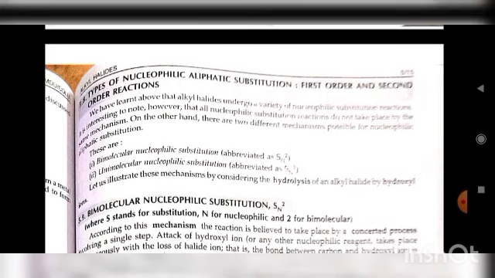Types of nucleophilic aliphatic substitutions: first order and second order reactions. We have learned above that alkyl halides undergo a variety of nucleophilic substitution reactions. It is interesting to note, however, that all nucleophilic substitution reactions do not take place by the same mechanism. There are two different mechanisms possible for nucleophilic aliphatic substitution. First is bimolecular nucleophilic substitution, abbreviated as SN2. Second is unimolecular nucleophilic substitution, abbreviated as SN1.